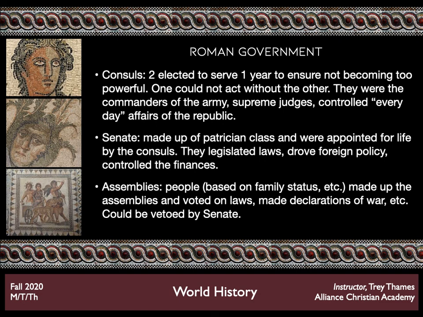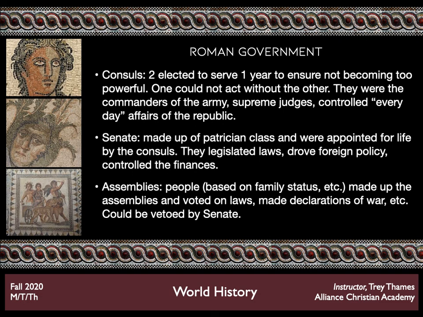And the reason why they did this was checks and balances. We've heard of checks and balance power in our own government. Well, they did the same thing. Two consuls, so that neither one of them could do anything disastrous without the approval of the other. And secondly, it's hard to do a whole lot of damage if you're only in there for a year. So this is how they ensured that things did not get out of control. But these guys were in charge of the army, supreme judges, and controlled everyday affairs of the republic.